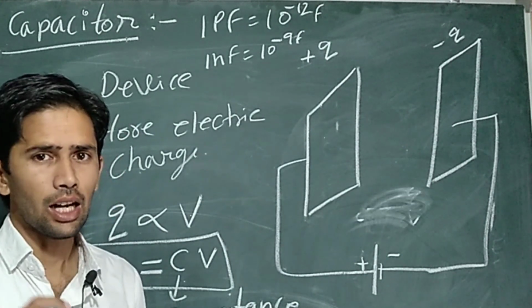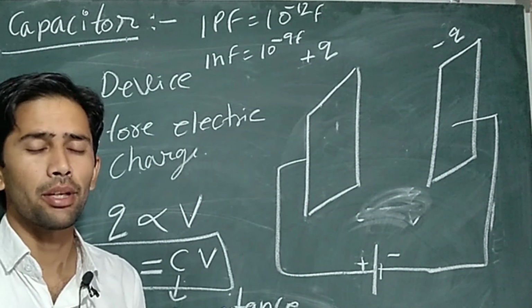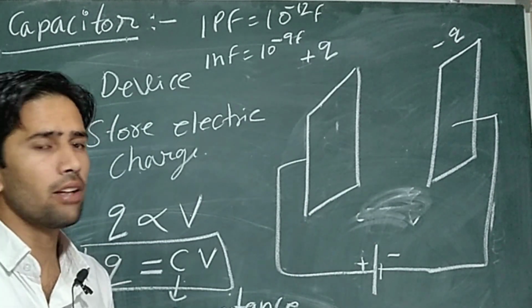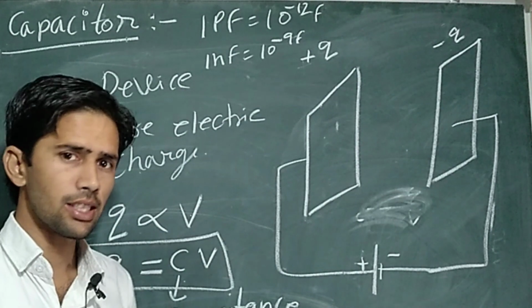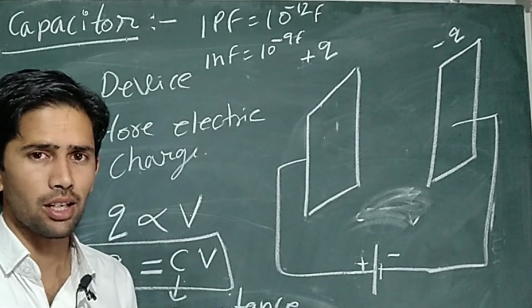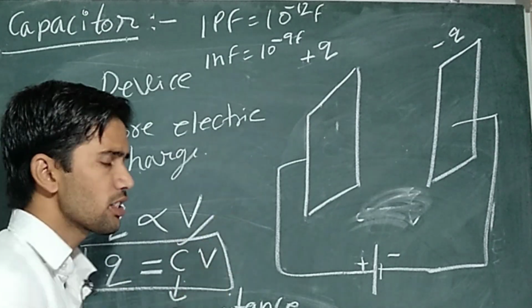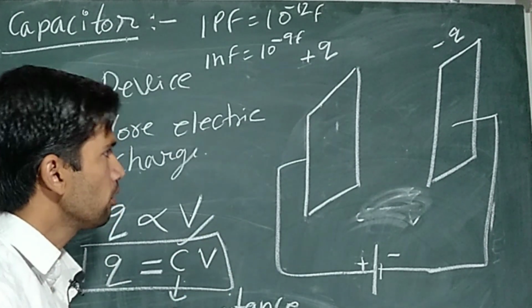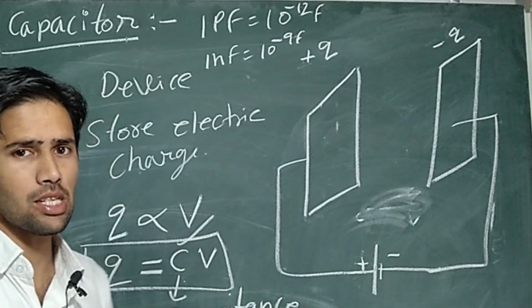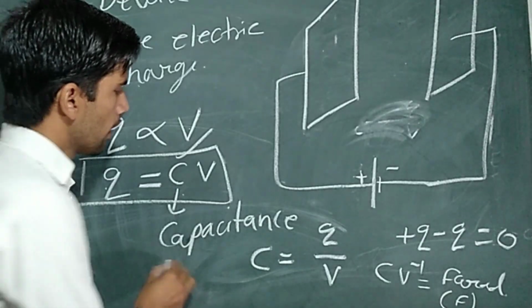Now we can also measure the capacitance of a capacitor if the charge on a plate is given and the potential difference across the plates is also given. Then we can calculate the capacitance of the capacitor. Now, thank you. This is our topic, the capacitor and the basic term capacitance.